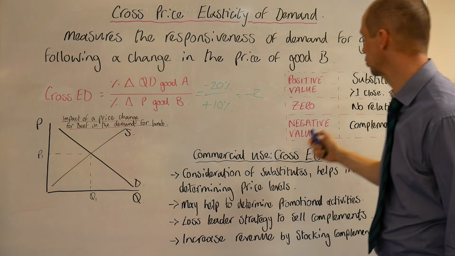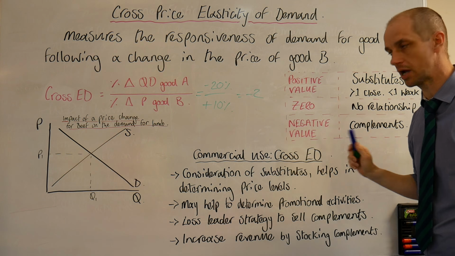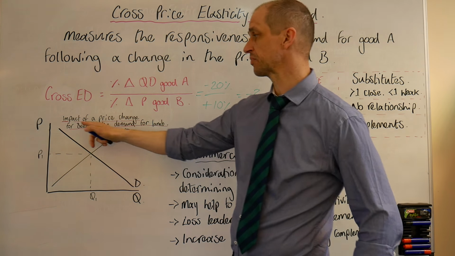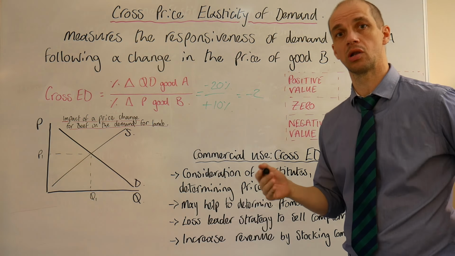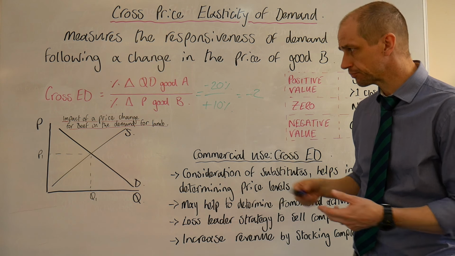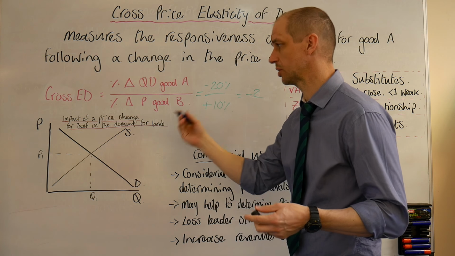You need to make sure that you remember this little table. That's really quite significant. But it's also important to remember what impact this is likely to have on the demand curve for good A. So in this instance, I'm dealing with substitute products.